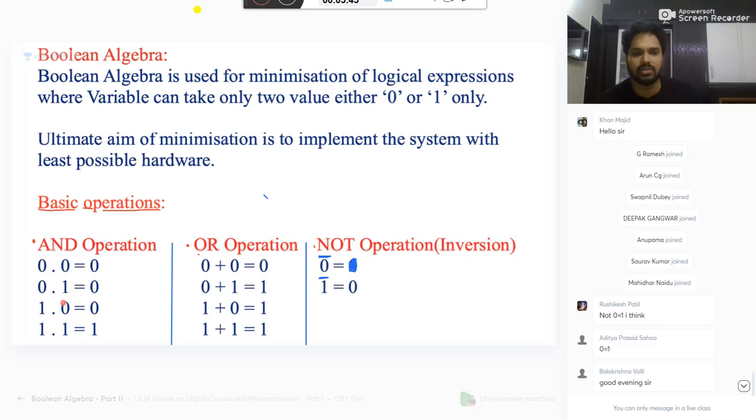Now see here, 1 minute. So AND operation, what is the reason? When both are ones, then only one. So what is the operator used for AND operation?